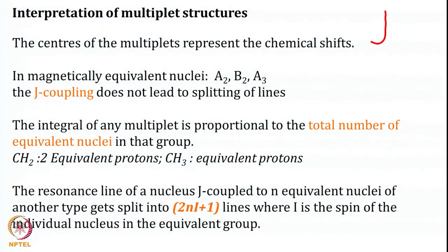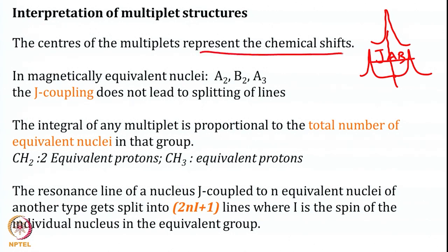Now we see that the center of the multiplet represents the chemical shift. What I mean is, if this was a peak before the J coupling consideration, and now because of J coupling it is split into two, the center of this will represent the chemical shift. These will be separated by J AB, and the center of this chemical shift will match with the center of the upper peak. So, the center of the multiplet structure represents the chemical shift. The chemical shift for this spectrum is essentially this center point.